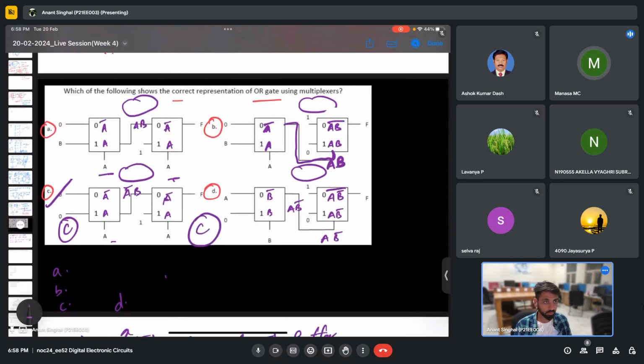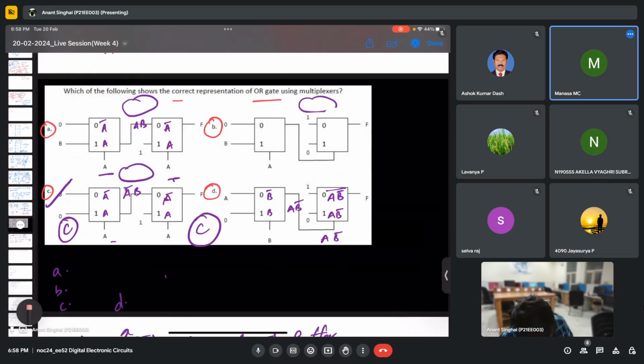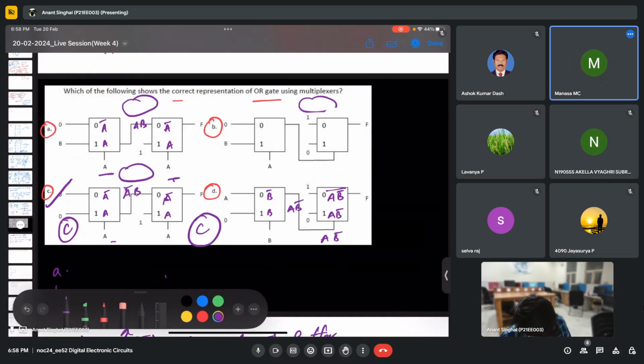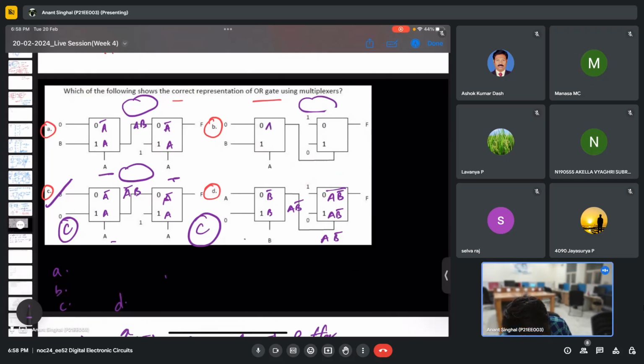Is there any doubt? Explain option B, sir. Okay. The second input select line is A. AB, right? So here you can see this is A complement, this is A, and since we have a 0, I'm not bothered about this. So AB will be the output of the first multiplexer and AB will be the select line now.